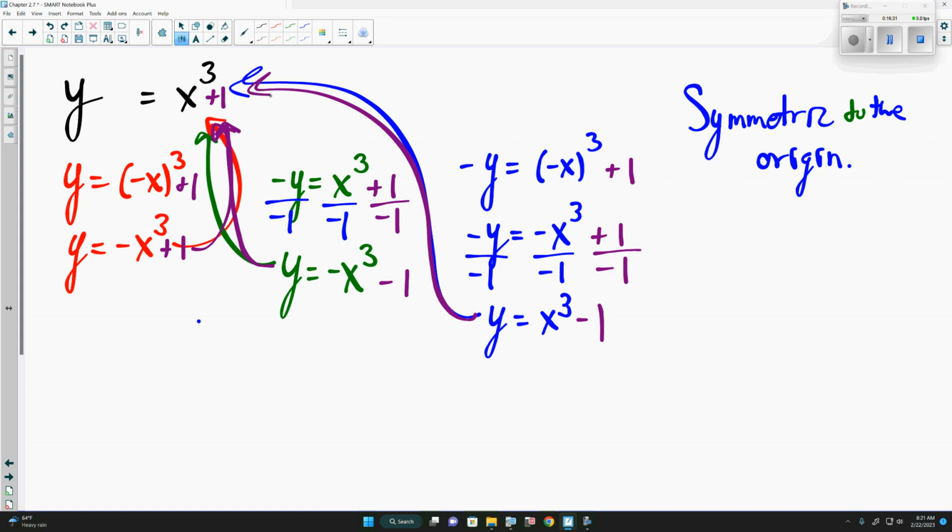And this is similar with quadratics. If we move a quadratic up or down, it is going to be symmetric to the y-axis. But if we move it left or right, it's not.